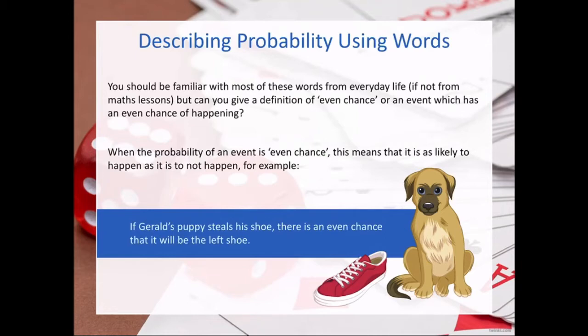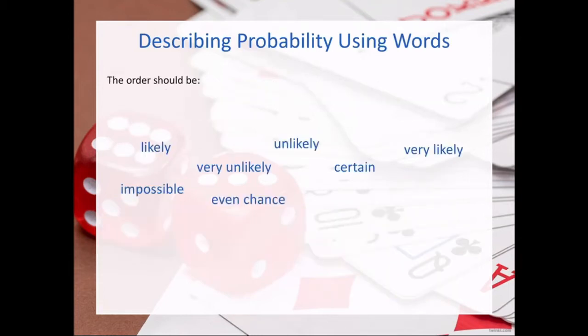Okay? If Gerald's puppy steals his shoe, there is an even chance that it will be the left shoe. So it could be the right and it could be the left. It's an even chance. He's got an option of 2. So it could pick one or it could pick the other. There is an even chance.